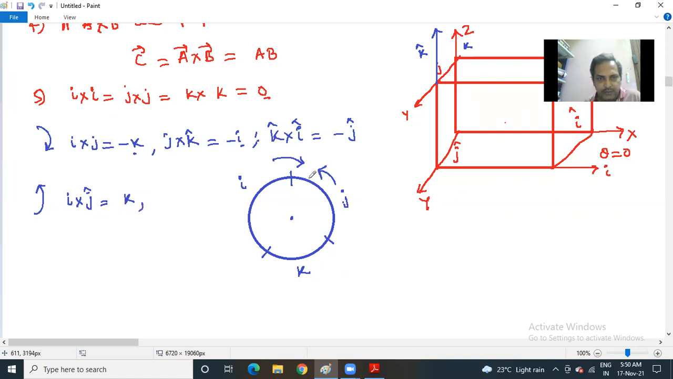Similarly, K moving towards J in the anti-clockwise sense. It will be I. So I will be the resultant now. And last, now I moving towards K. So you write K cross I only, but treat that I moving towards K. So it will be J. So therefore, J is going to be the resultant.